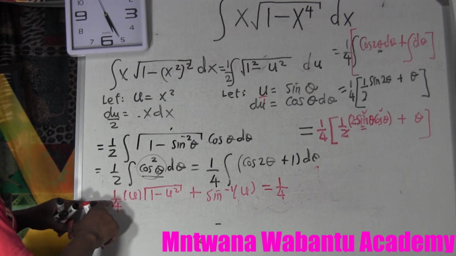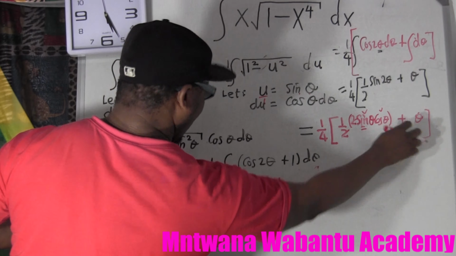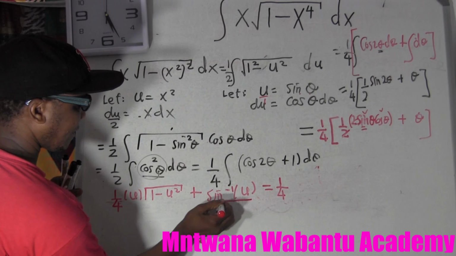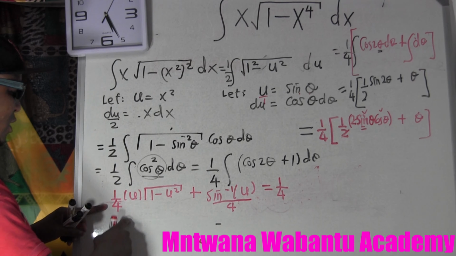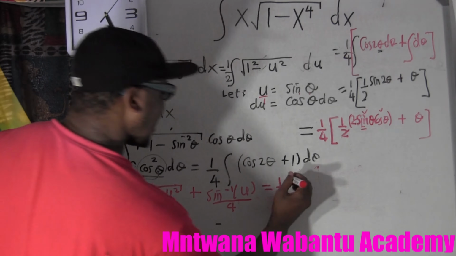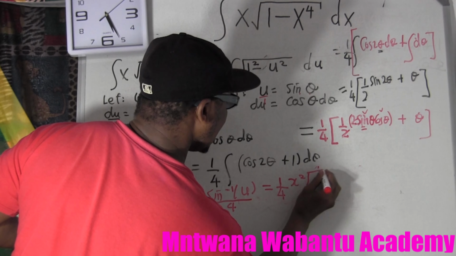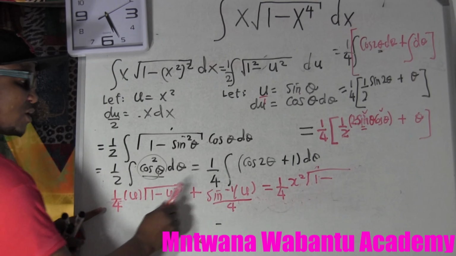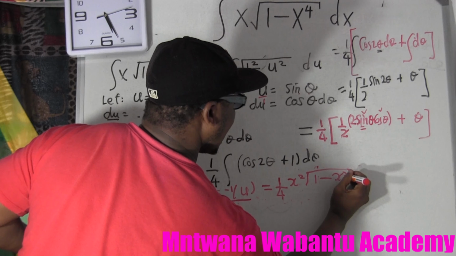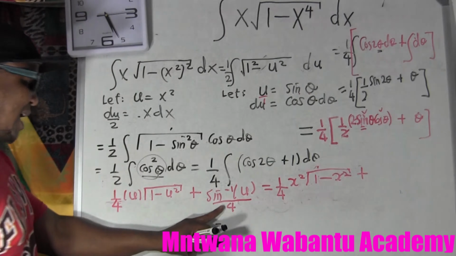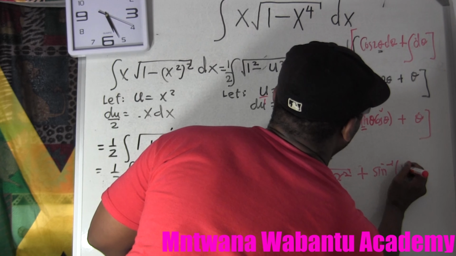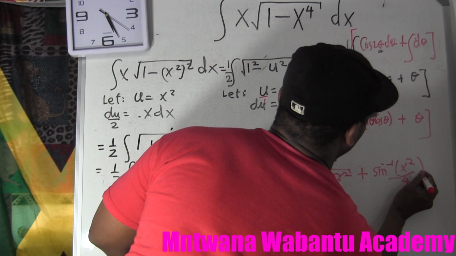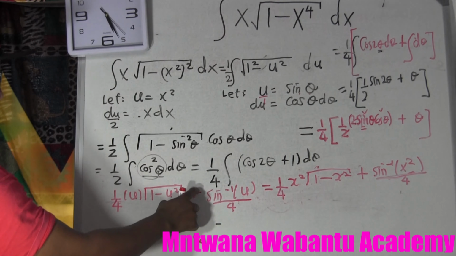And another thing, I forgot, because when you multiply 1 over 4, this must be over 4 here. So it's going to be 1 over 4, u. What is u? u equals x squared. So I'm going to say x squared, 1 minus u equals x squared, plus sine inverse of x squared over 4, everything over 4 because it's a 1 over 4.